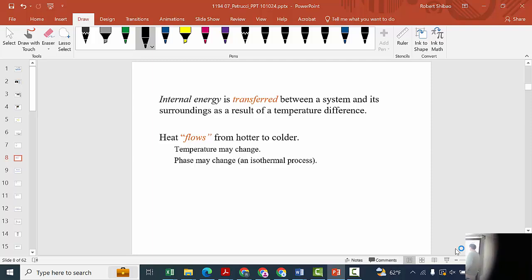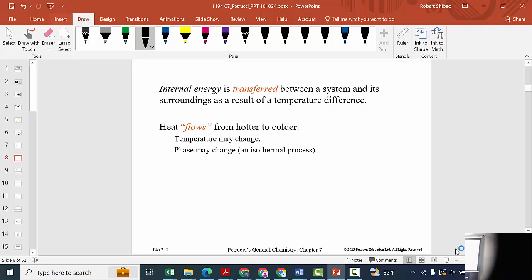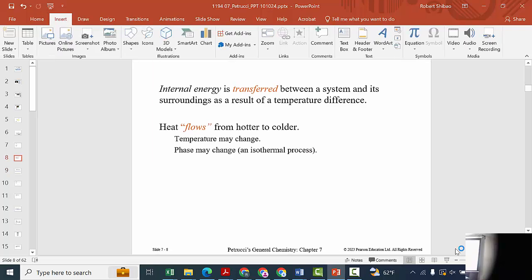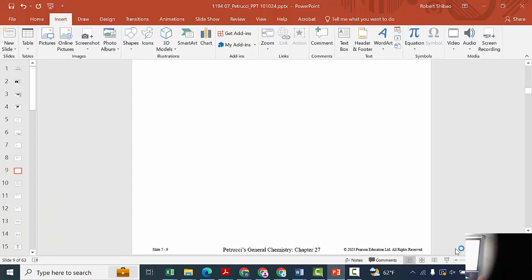So this says internal energy. Internal energy can be transferred between system and surroundings as a result of temperature difference. That's one way. And then heat flows from hotter to colder. Temperature may change. Phase may change. We'll talk about that later. But what we're going to look at now is some examples of gravitational potential energy.